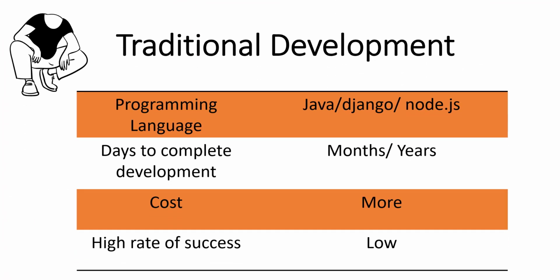Let me help you understand what problems organizations across the globe are facing. We all know that companies follow a traditional way of developing based on the requirement. For developing, we need different languages: for front end, we need one language, and for back end, a different language. Development may take months or even years to complete, and at the same time, the cost will also be increasing.